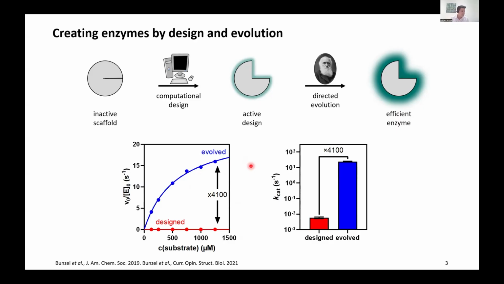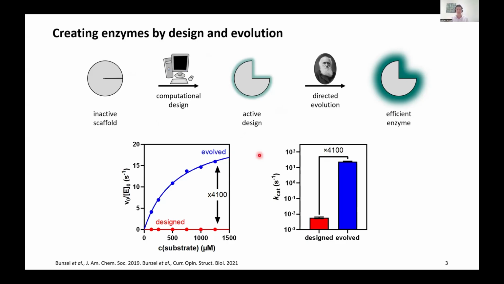And so having done this work, we really started to wonder, is there maybe something more that we can get out of these evolutionary experiments? Because at the end of the day, nobody needs another Kemp eliminase. So maybe there's something that directed evolution can teach us about how to improve computational design. Maybe if we understand what the mutations that we introduce during evolution are doing, we can derive design rules that will help us to make better catalysts in the first place.